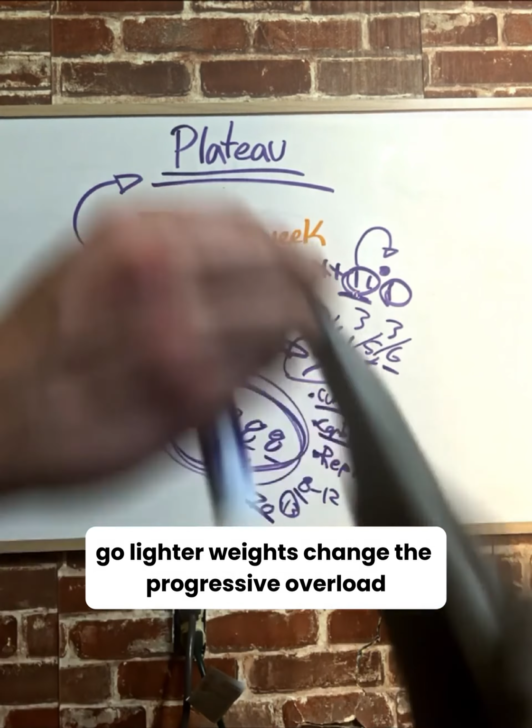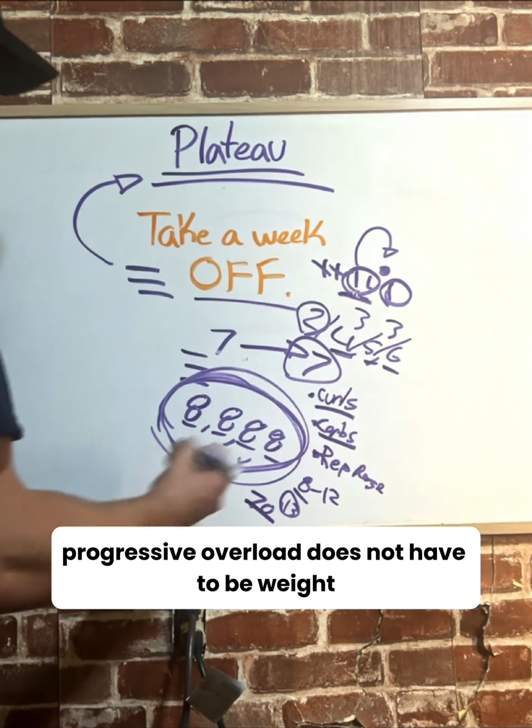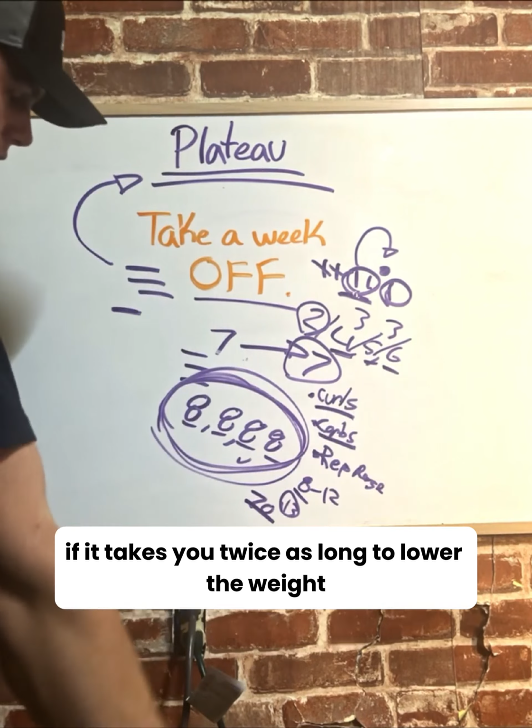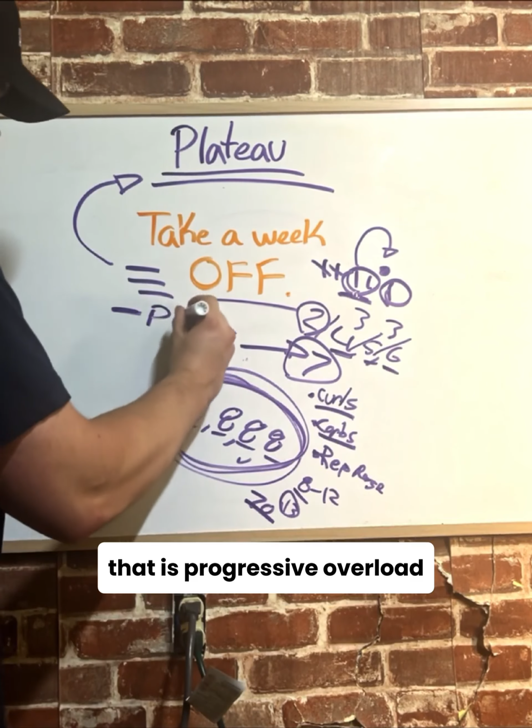Go lighter weights. Change the progressive overload. Progressive overload does not have to be weight. Progressive overload can be more time lowering the weight. Even if you're doing the same amount of reps, if it takes you twice as long to lower the weight, that is progressive overload, PO.